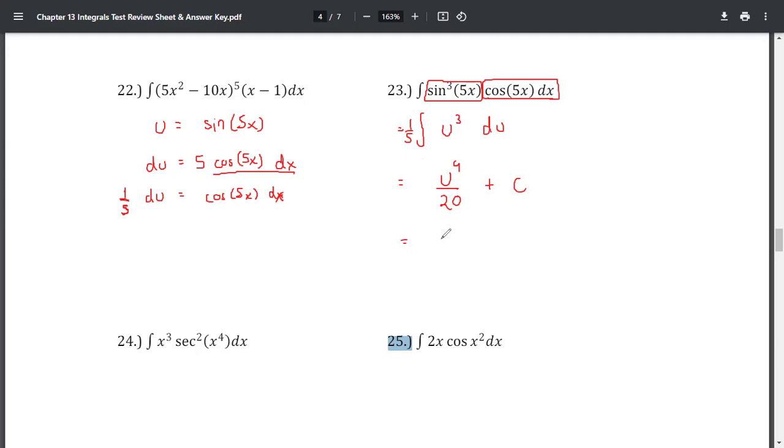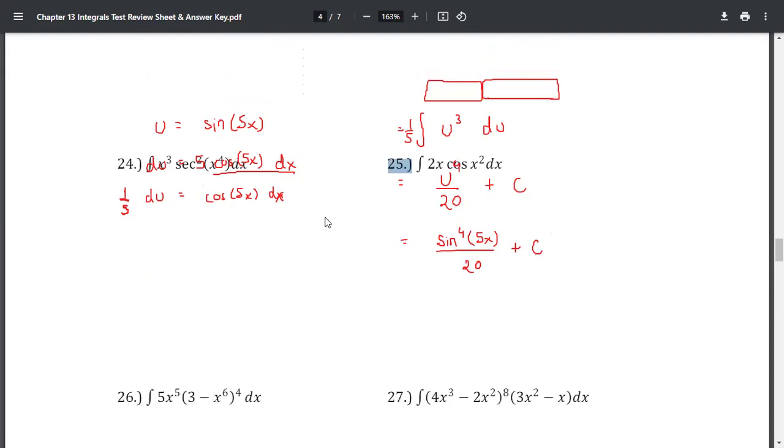All right, so it should be cos of, let me see. Whoa, whoa, whoa. What was u? Sorry, u was sine of 5x. Yeah, so it's going to be sine 5x to the fourth power over 20 and then a plus c, right? Yes. Good. Do you feel better about this now? Yes, much better.